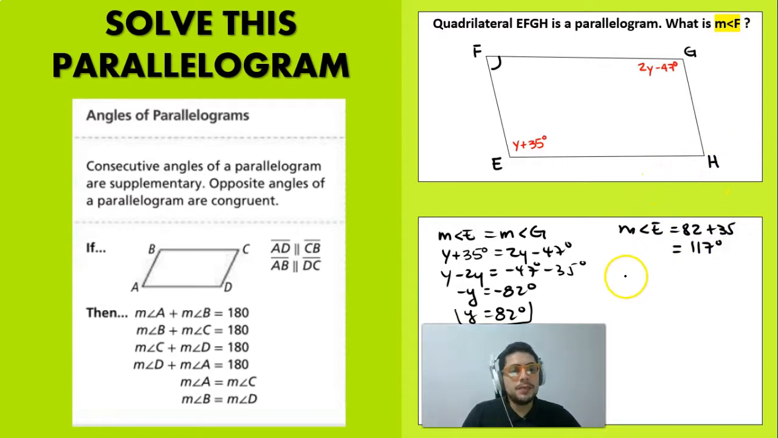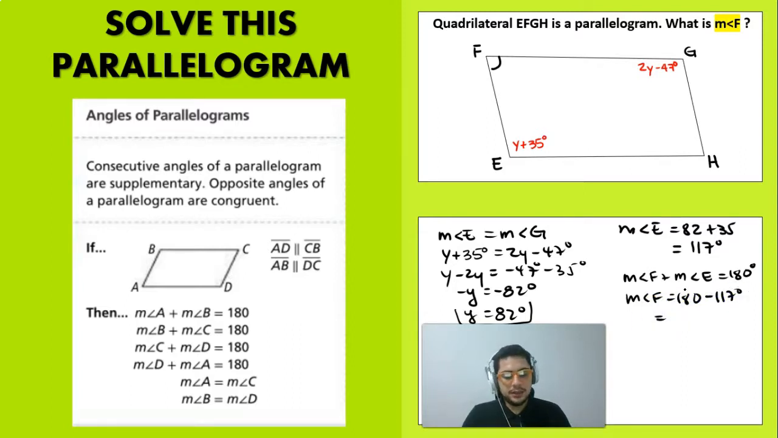And because we know that the measurement of angle F plus the measurement of angle E is 180 degrees, we know that the measurement of angle F is going to be 180 minus 117. And that is going to give us a total of 63 degrees. And that's how we find the measurement of angle F. Now let's take a look at another problem.